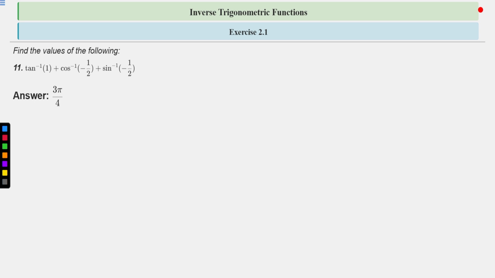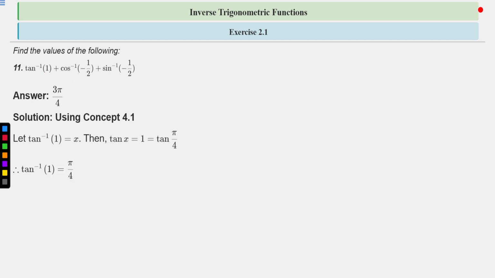Let us discuss. See, we will calculate each expression separately one by one, right? So, for the first, let us take tan inverse 1 as x, right? Then tan x will be 1, right? We know that tan pi by 4 is basically 1. Therefore, tan x will be equal to tan pi by 4. So x will be equal to pi by 4, right? So tan inverse 1 will be equal to pi by 4.